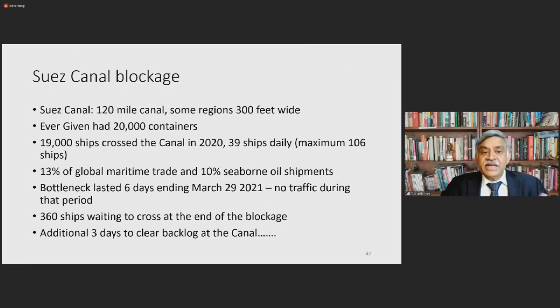If you take these 360 ships and you operate at the maximum capacity, it would take 3 days to clear the backlog at the canal. So you might say, why is this a big problem? You were delayed for 6 days, another 3 days. But remember, a large number of the companies were relying on the containers on these ships, and a large number of the ships were very large, so you can imagine the impact it has throughout the system.